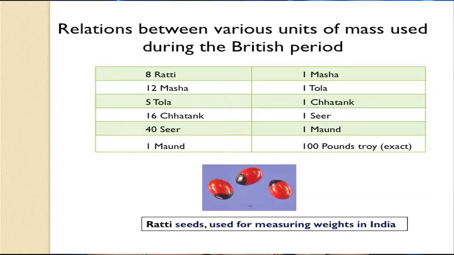The essential units of mass used in India included rati, masha, tola, ser, and mon. Rati is a red seed whose mass is approximately 120 mg. It was widely used by goldsmiths and by practitioners of the traditional medicine system in India. You can see the picture where it shows a relation between various units of mass used during the British period. The picture shows 3 rati seeds, where 8 rati seeds is equal to 1 masha.